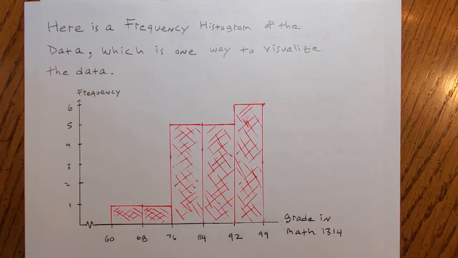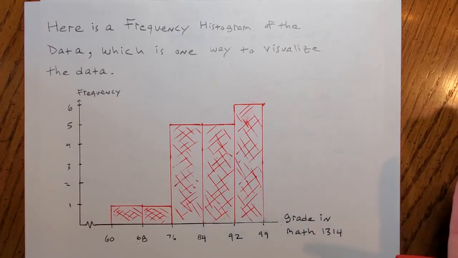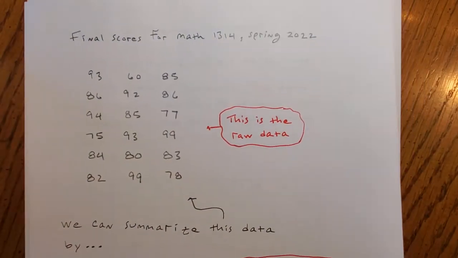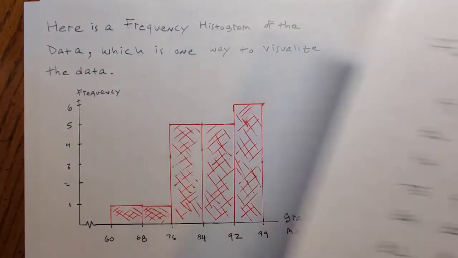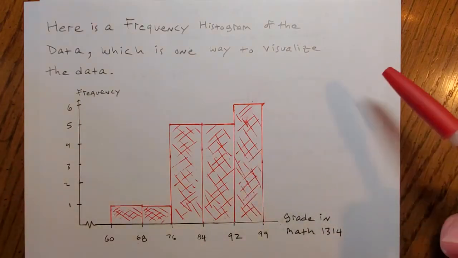So this gives us a way to visualize and organize those numbers, okay? Because before, they were just a bunch of numbers that seem more or less random. I mean, it went from 93 to 60 to 85 and so on. And this is one way that we can organize it, all right?